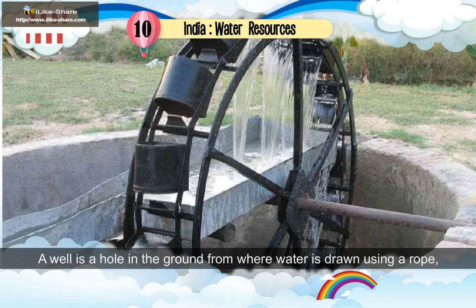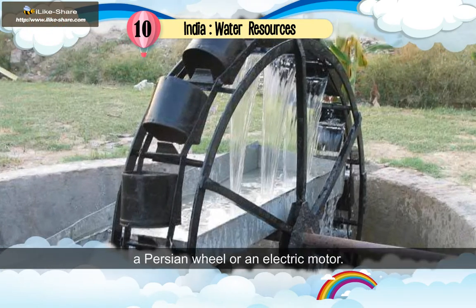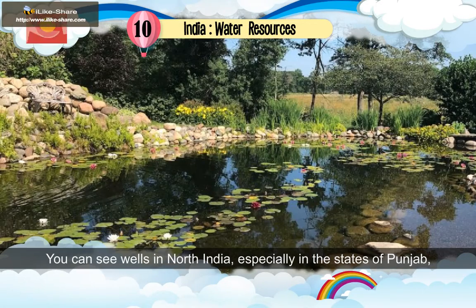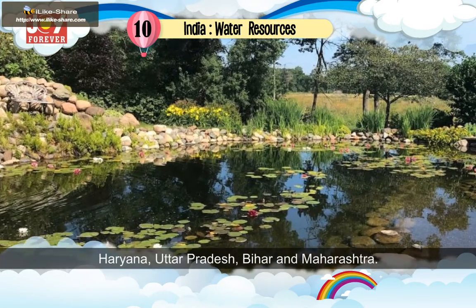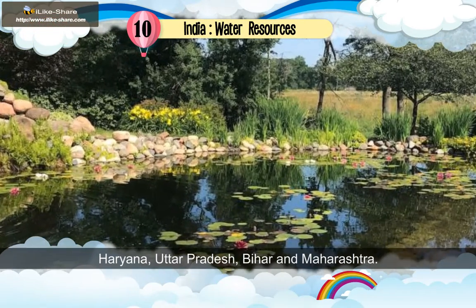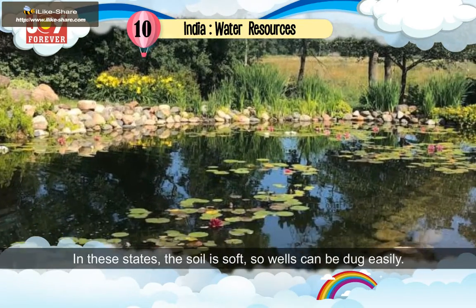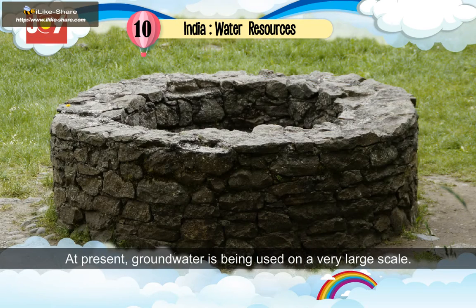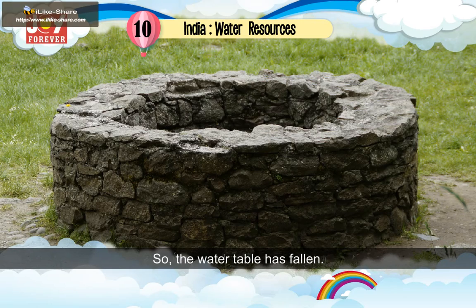A well is a hole in the ground from where water is drawn using a rope, a Persian wheel, or an electric motor. You can see wells in North India, especially in the states of Punjab, Haryana, Uttar Pradesh, Bihar, and Maharashtra. In these states, the soil is soft, so wells can be dug easily. At present, groundwater is being used on a very large scale. So, the water table has fallen.